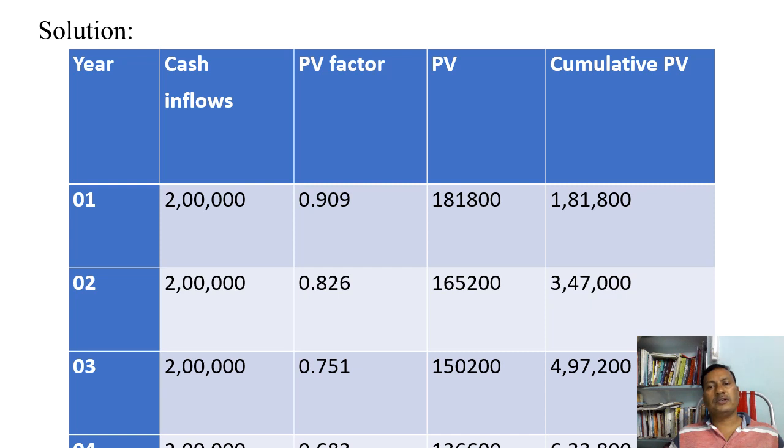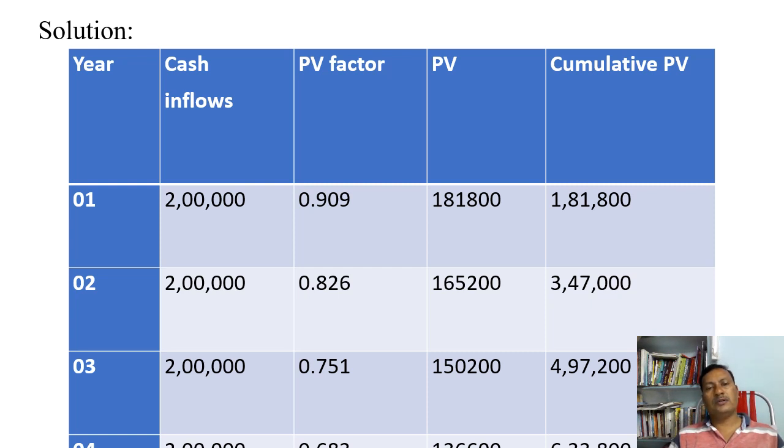The PV factor, the present value. What is the present value? The present value means the cash inflow into PV factor. 2 lakh should be multiplied with 0.909. You will get 1,81,800. The cumulative present value means the total present value. First year it is the same amount, that is 1,81,800.